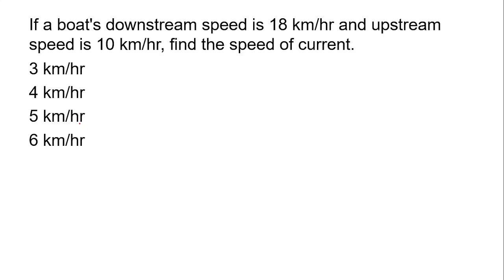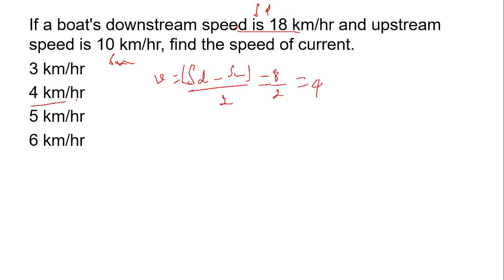If a boat's downstream speed is 18 kilometers per hour and upstream speed is 10 kilometers per hour, they have directly given SD and SU. So the speed of the current is SD minus SU divided by 2, or we can also write it as half into SD minus SU. Anything is okay. 18 minus 10 is how much? 8. 8 by 2 is equal to 4. So 4 kilometers per hour.